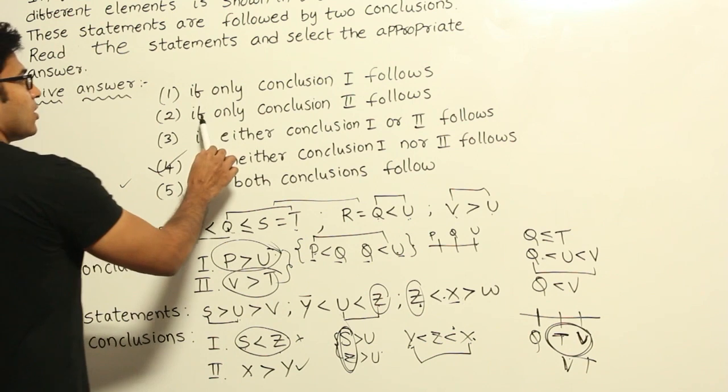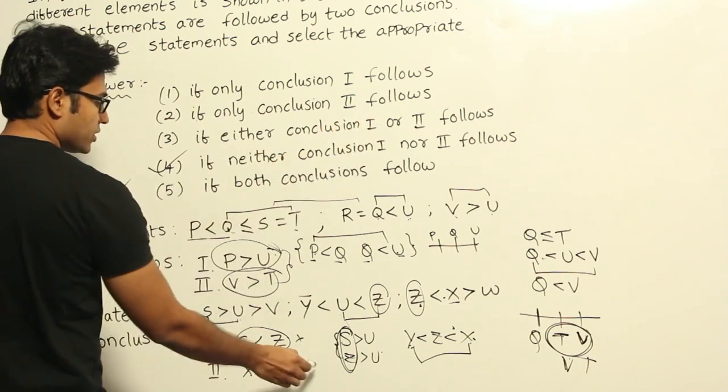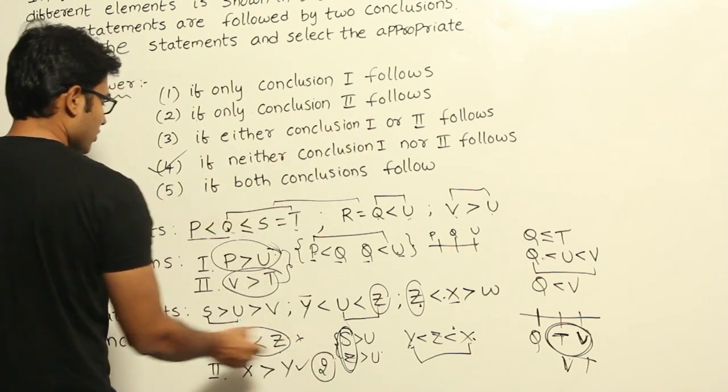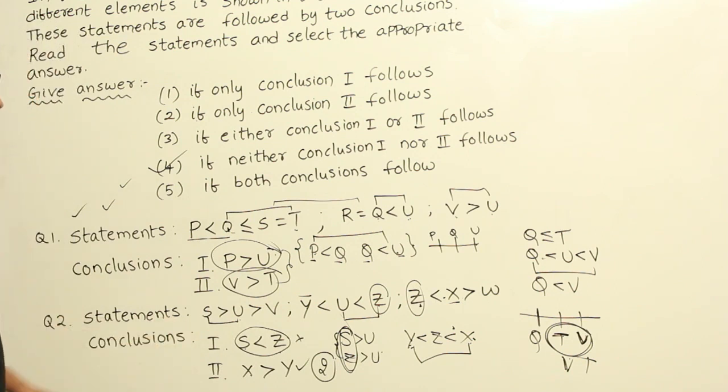Therefore the option is: only conclusion 2 follows. So it is 2. Only conclusion 2 follows, not 1. So you had to pick 2 there.